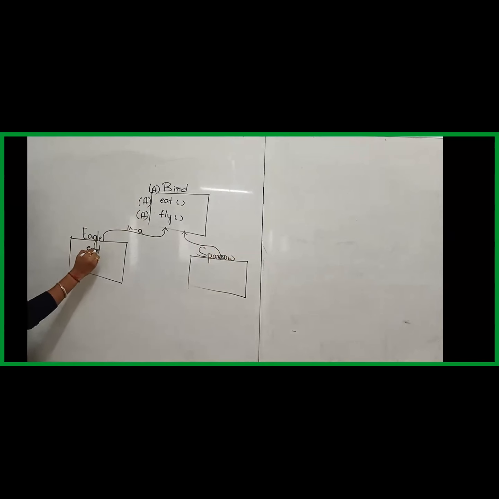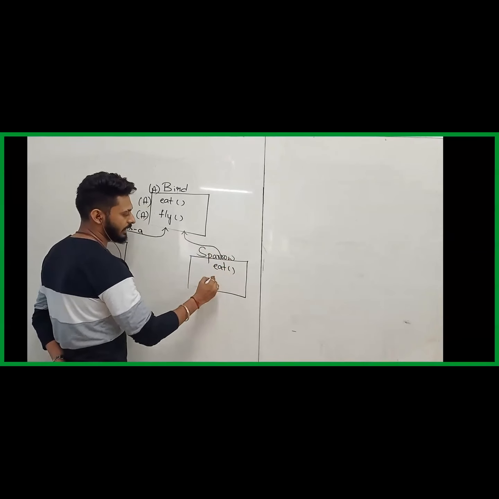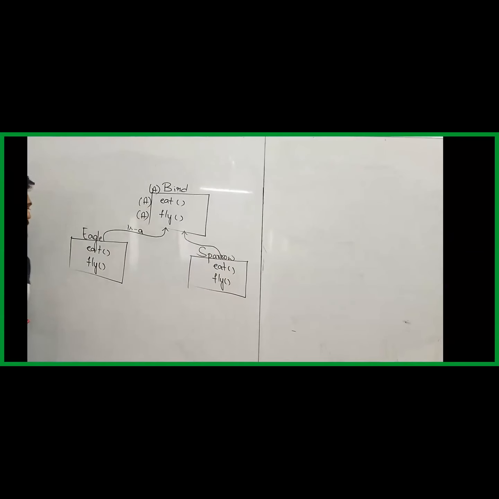Eat method will get inherited and fly method will get inherited. Here also, what methods will get inherited? Eat method will get inherited and fly method will get inherited. Next one. Here, in eagle, there are two types of eagle. Yes or no? Which are those?